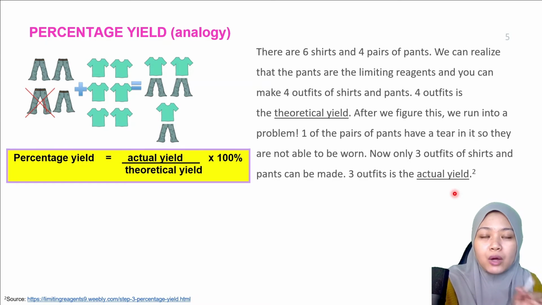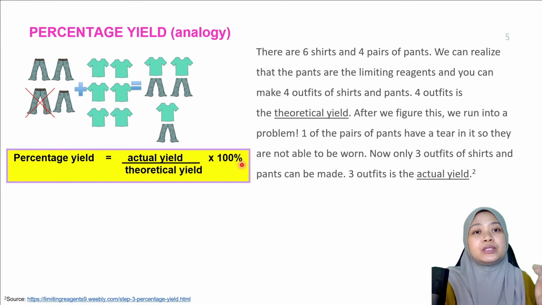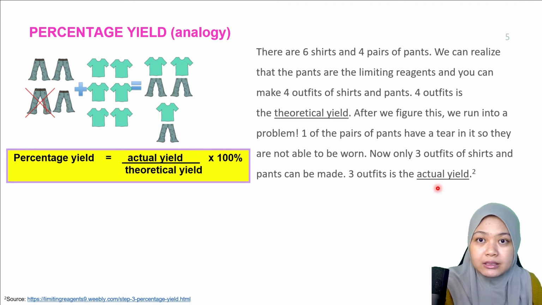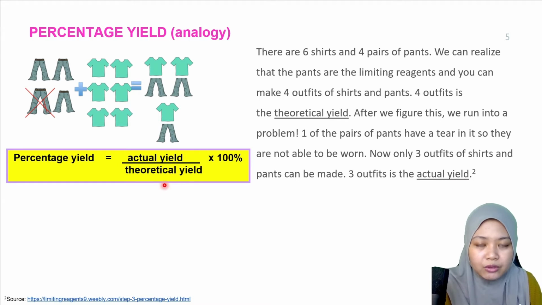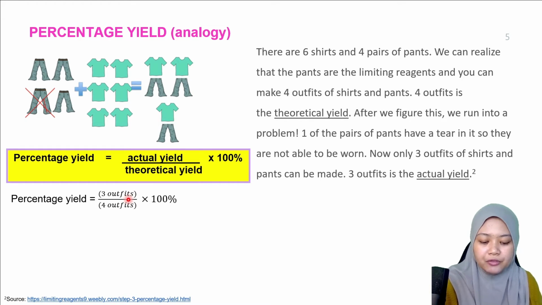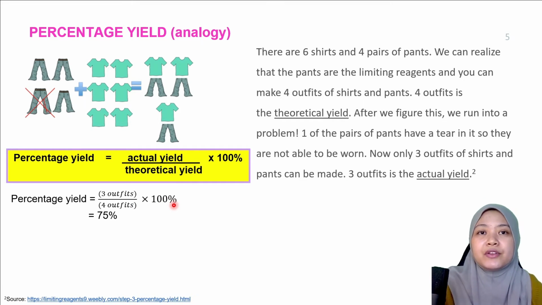So now I would like to ask you to calculate the percentage yield untuk this analogy. Based on the formula of percentage yield, what you have to do, you just substitute the values. Okay. Actual yield 3, yang sebenarnya yang boleh dihasilkan adalah 3. Theoretical yield berdasarkan perkiraan, boleh buat 4. So 3 outfit divided by 4 times 100%. The percentage yield for this analogy, you get 75%.